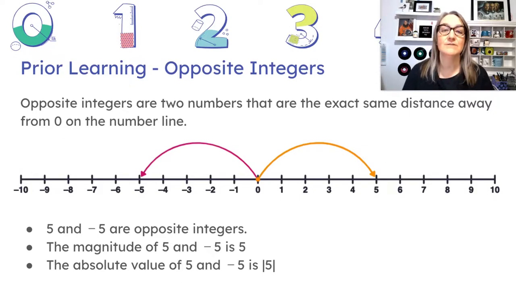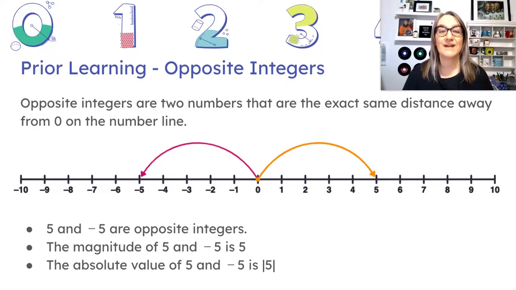Remember, magnitudes are always positive. And we can say that the absolute value of 5 and -5 is 5. And we show absolute value by placing the number in between those two vertical lines. So whenever you see a number represented this way in between two vertical lines, you know it's referring to that number's absolute value.